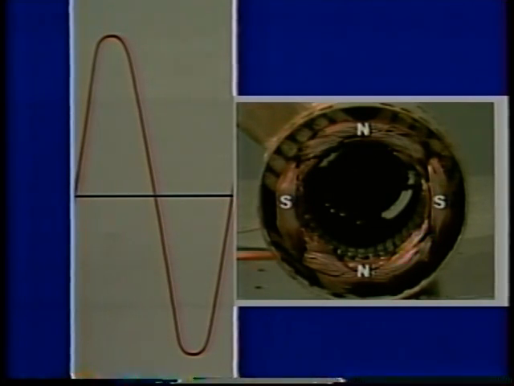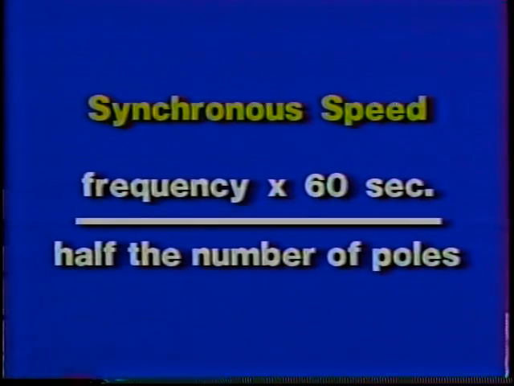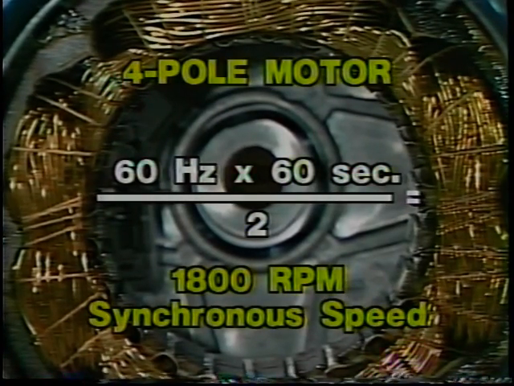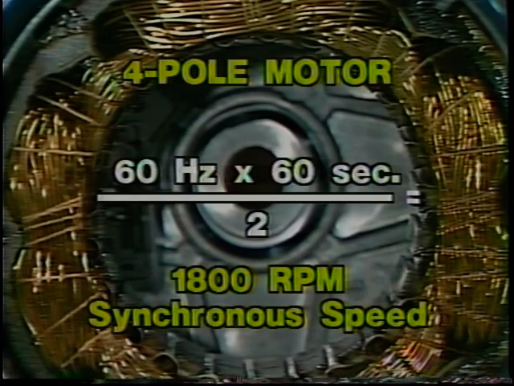of a two-pole motor. As a result, the synchronous speed of any motor in RPM equals the frequency in hertz times 60 seconds per minute divided by half the number of poles. A four-pole motor powered by 60 hertz AC has a synchronous speed of 60 times 60 divided by 2, or 1,800 RPM.